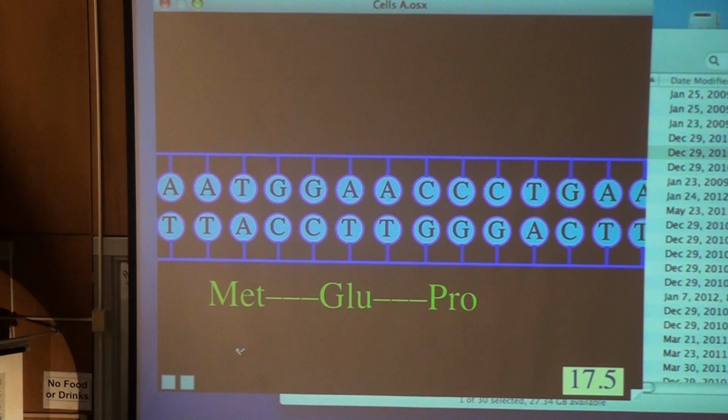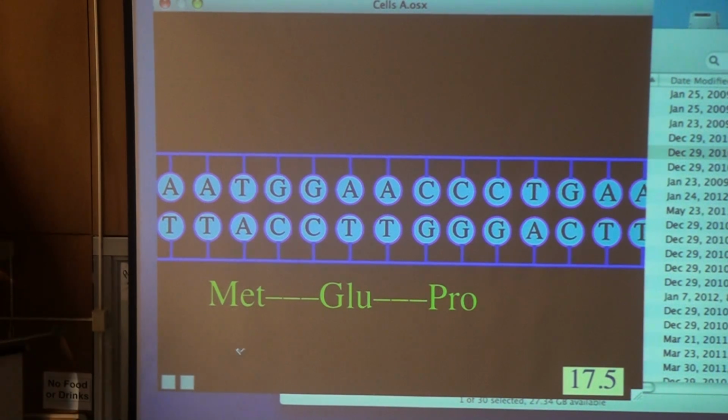All right, so this particular gene, ATG, would stand for the amino acid methionine, GAA stands for the amino acid glutamic acid, CCC stands for the amino acid proline, and the TGA, which is UGA on this table here, is a stop codon, which says this is the end of the gene, no more amino acids in this protein, and that's how this gene encodes this particular protein.